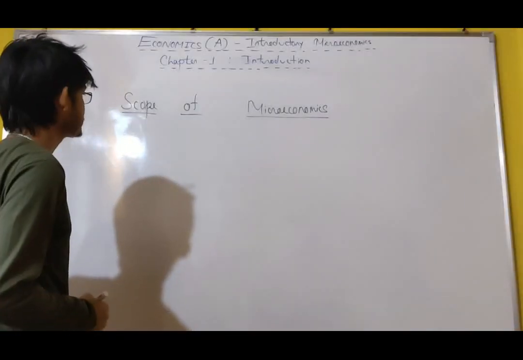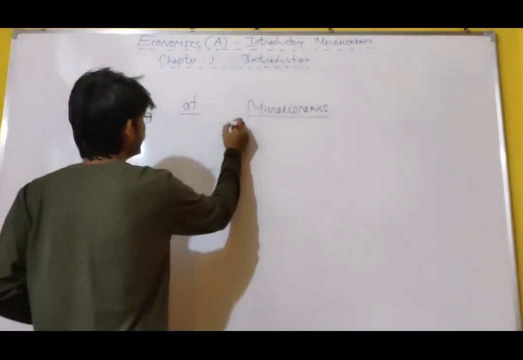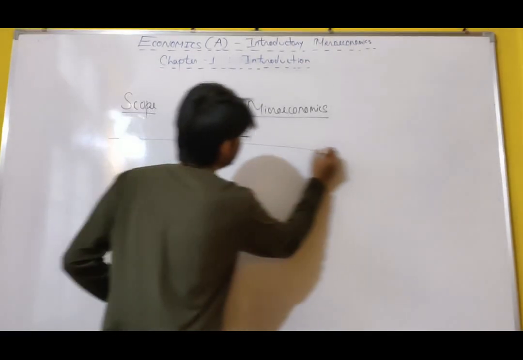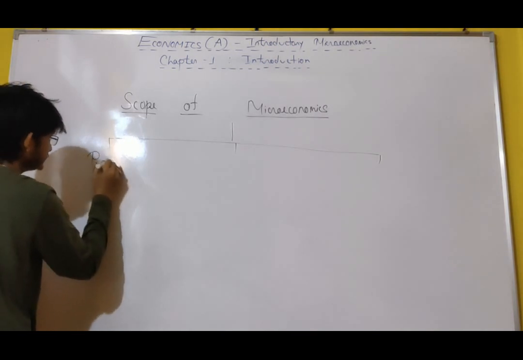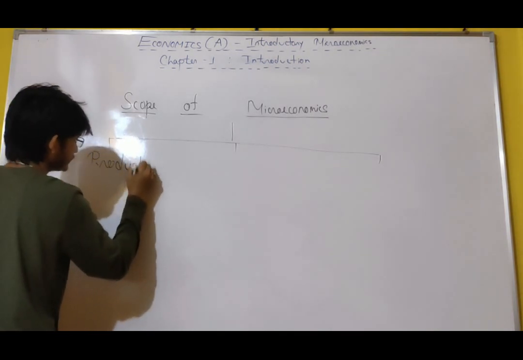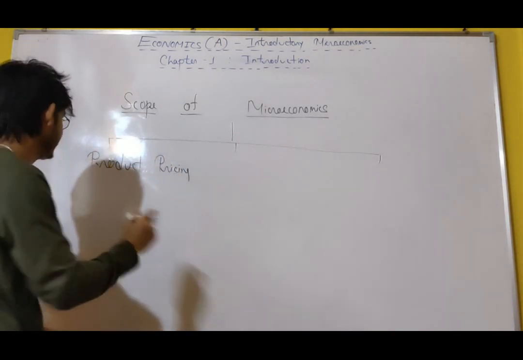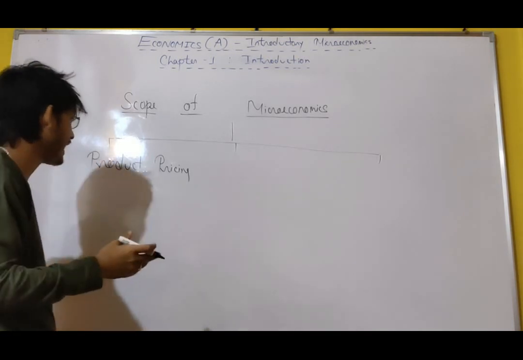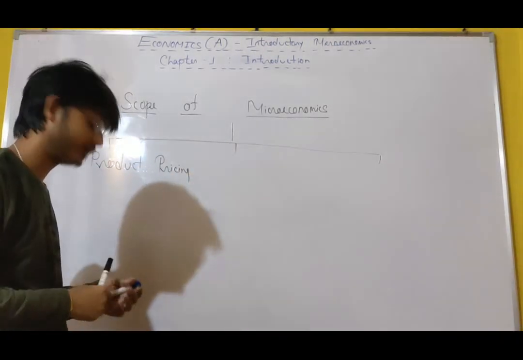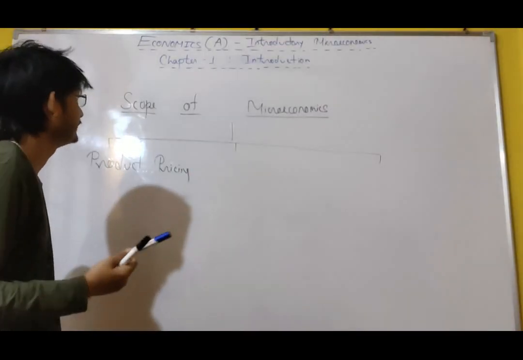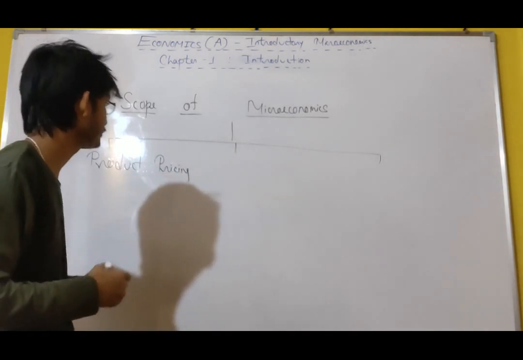In microeconomic scope, basically we have three broad scopes. One is product pricing. By product pricing, we can easily get the meaning: it means how we set the price of any product. Say for example, this marker pen, or the mobile, or this whiteboard. How do we set up the price? This will be discussed under product pricing.